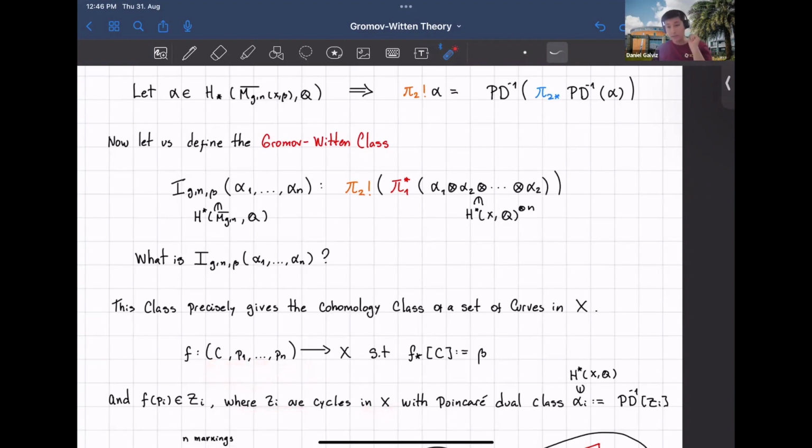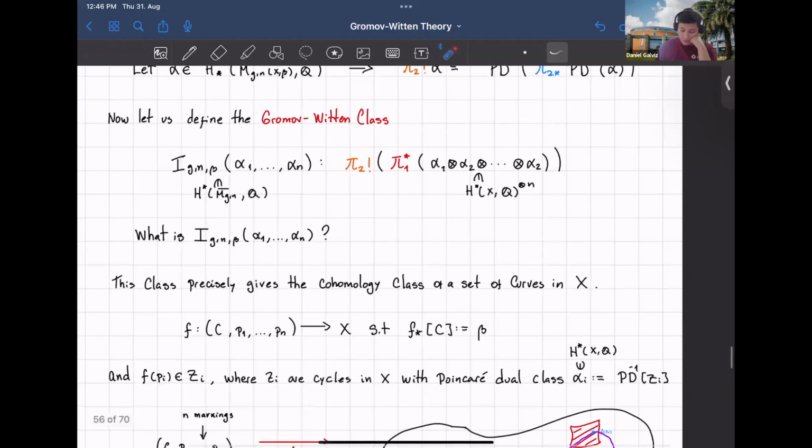Remember that the cycles are closed loops or the higher-dimensional equivalents of these loops. The cycle lives in X, and then we take the Poincare dual. So these lambdas that you see here are the Poincare duals of these cycles, and this lambda lives in the cohomology class of X.